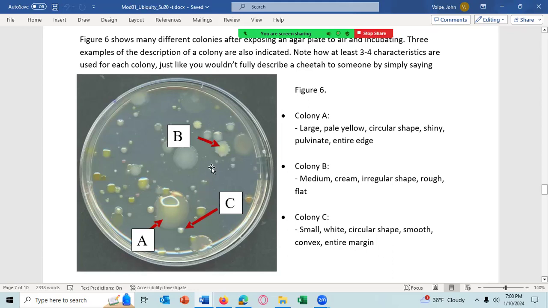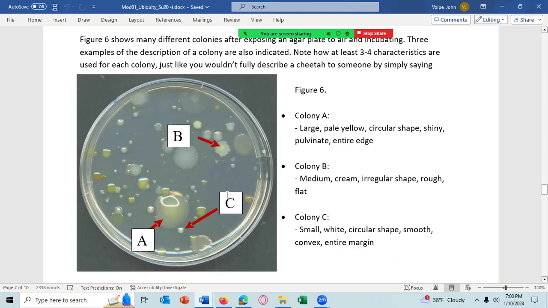Colony B is medium in size. Actually, I would say that's probably large, but I'm not sure how big this plate is looking. If that's the regular size of a plate, that would be a large colony, because that would be larger than an eraser. Cream colored, so non-pigmented, irregular shape, I'd agree with that. And then that's a rough colony, and you can't tell whether it's flat or not.